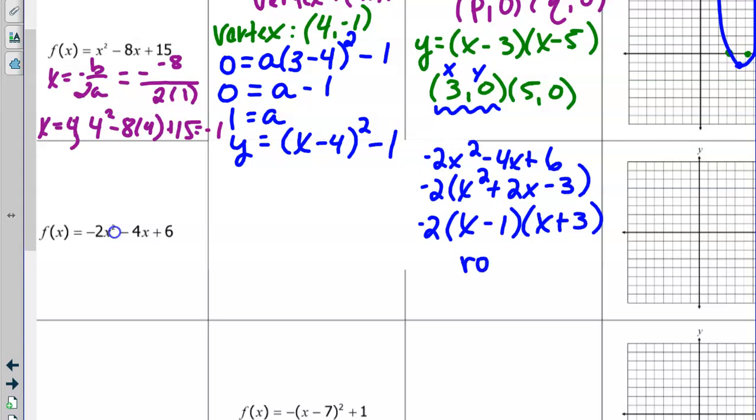The roots: 1, 0 we're graphing. We have -3, 0. So we can put it over here. My roots are my intercepts or my zeros, whatever you want to call them.